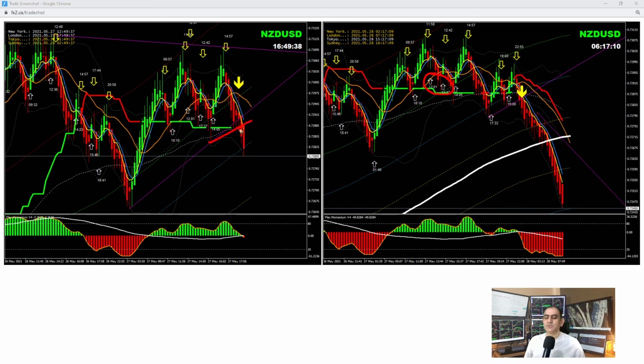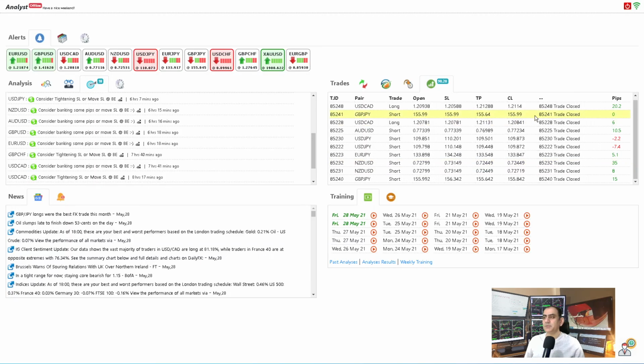You can see here this was a pretty straightforward breakout trade, based on the analysis. As you can see here, price nicely hit the profit target. And now most of the traders banked over 100 pips today.